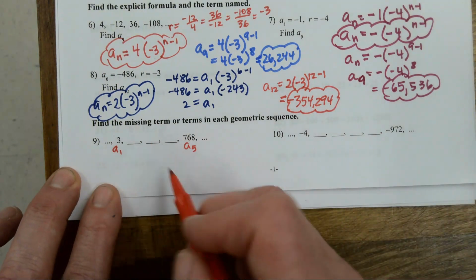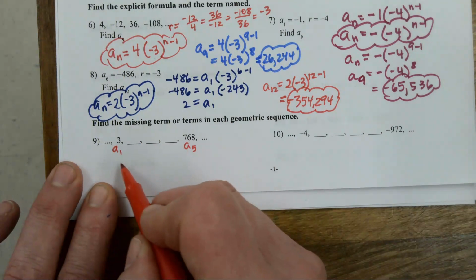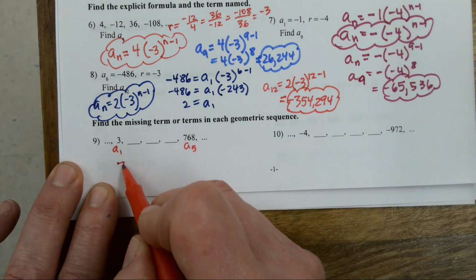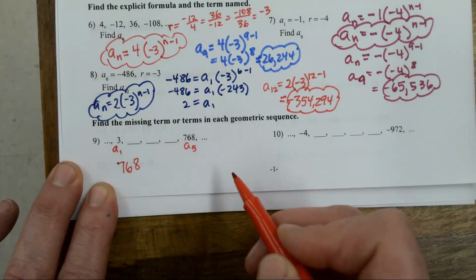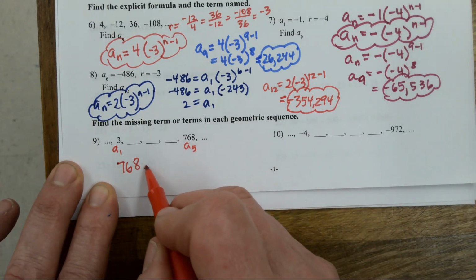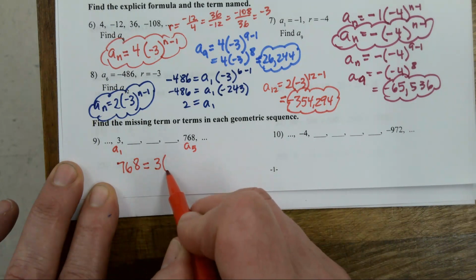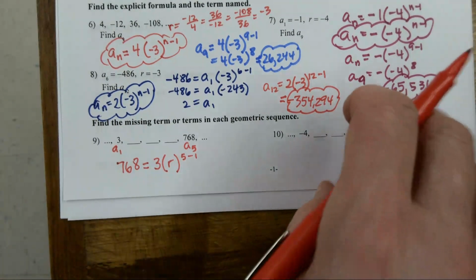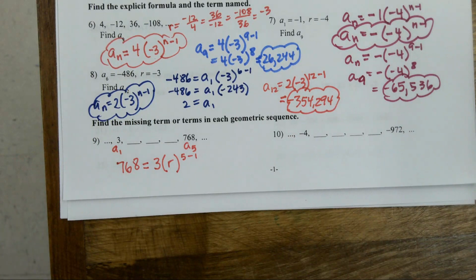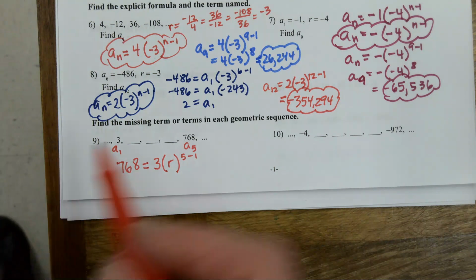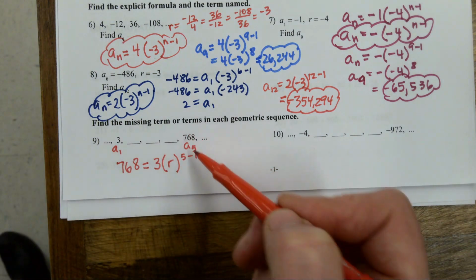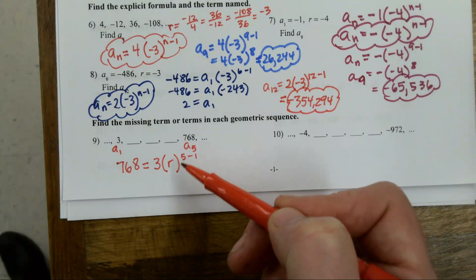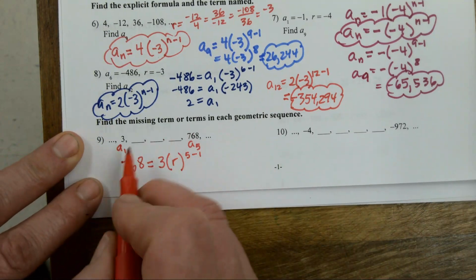And so I write this as, I ended with 768. And I got there by starting with 3 and multiplying it by r 5 minus 1 times. Again, I want to figure out these term numbers to help me figure out what that power is. A lot of people just want to count. There's 1, 2, 3, 4, 5, so I'm going to put a 5 up there, but no, it's 5 minus 1.